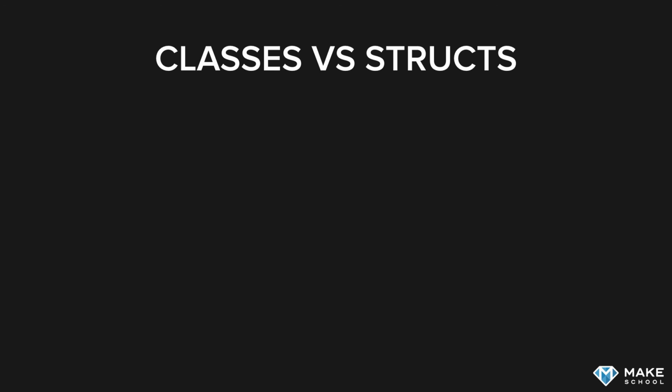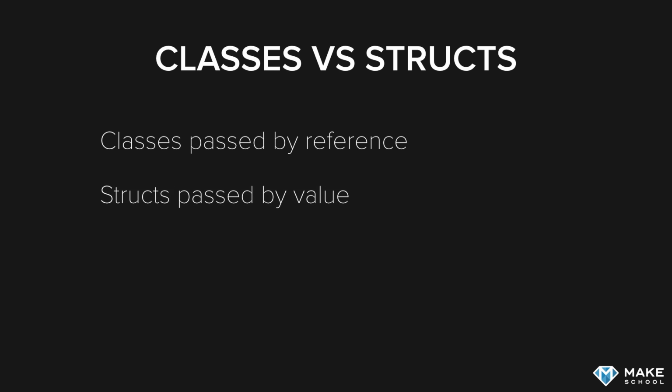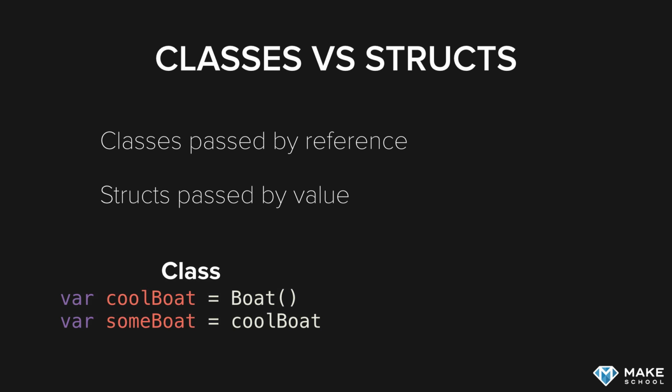The last thing that we're going to talk about today in Swift is classes versus structs. Classes are passed by reference, while structs are passed by value. So what does this mean? That means say we've got a Boat class. We say var coolBoat equals Boat. Then we say var someBoat equals coolBoat. Now, if we change anything on coolBoat, like say set its speed to 30 miles per hour, then since someBoat contains a reference to the same memory space as coolBoat, then the speed on someBoat is also technically changed.